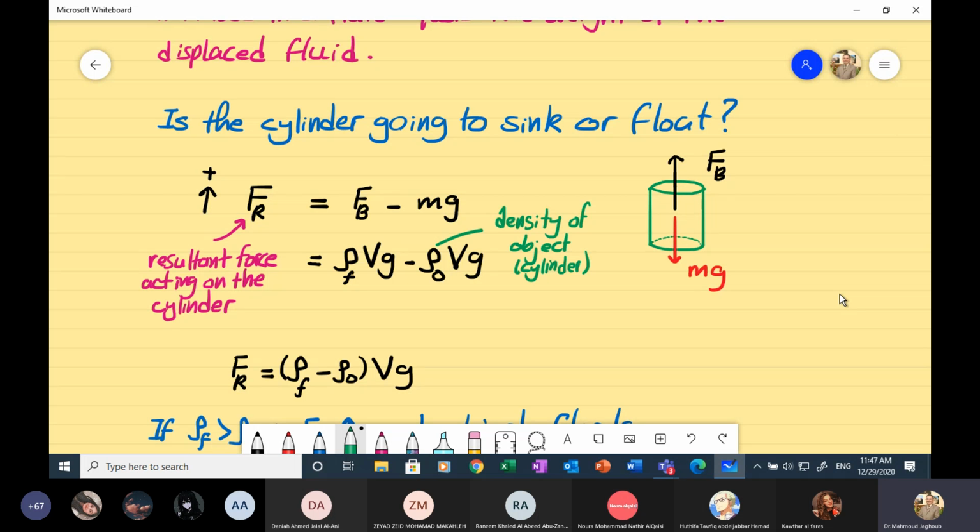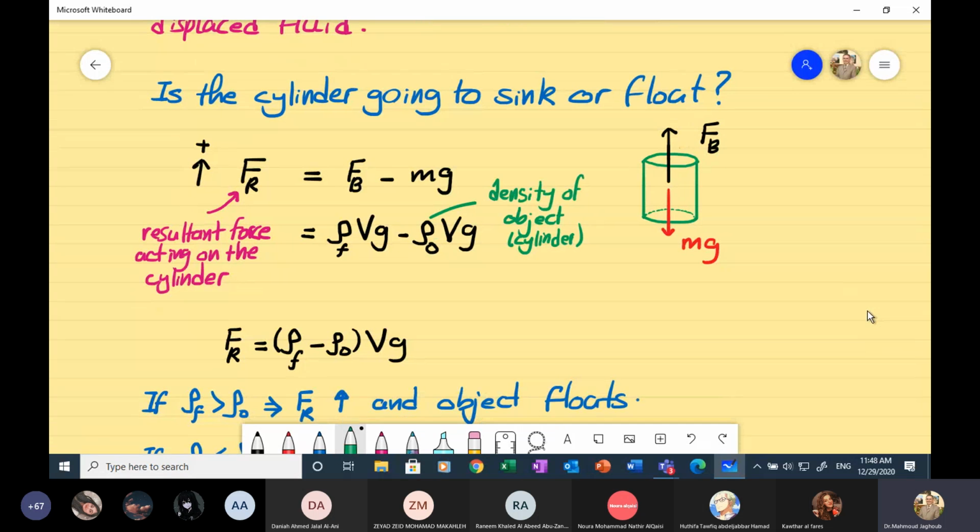Now give me an example of an object that will sink. Sink means it goes down. Iron, gold, lead, a rock. Okay, all those will sink. So what determines if an object floats or sinks? How do we determine that?